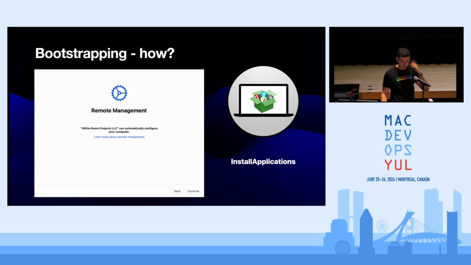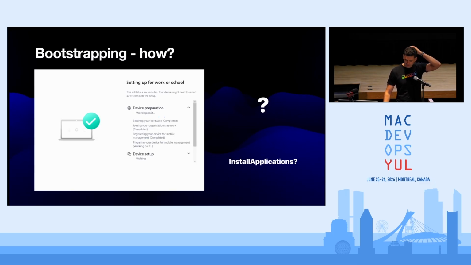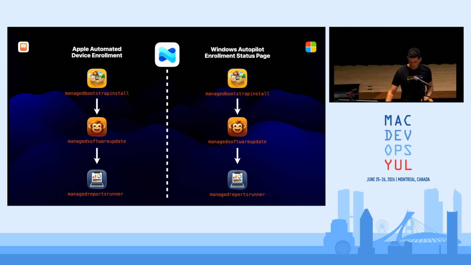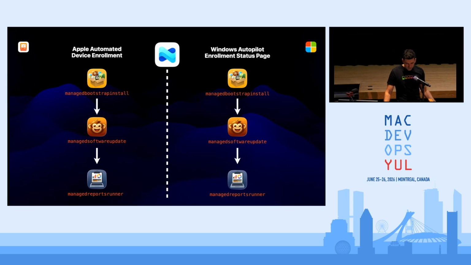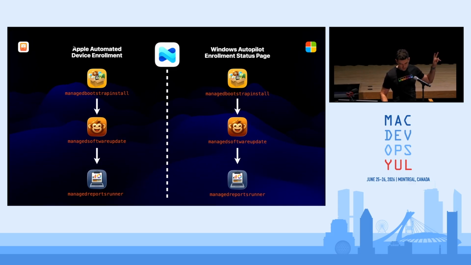So on the Mac we use install applications, and on Windows you have the out-of-box experience, and then you have this page called ESP, which is the enrollment status page. And I'm thinking how I'm going to do this, because really what I want to get to on both systems, like we have this beautiful thing on the Mac with ADE, and we bootstrap Munki with install applications today, is that's my goal.